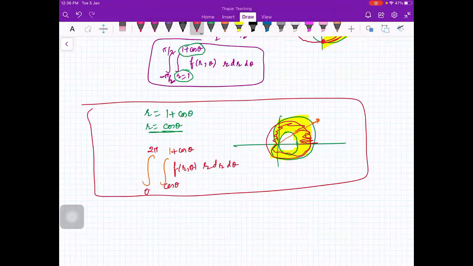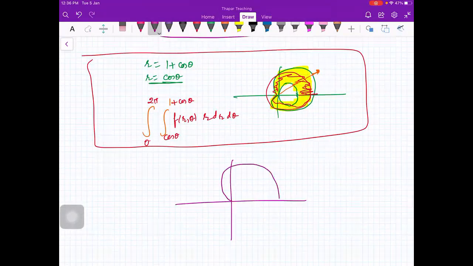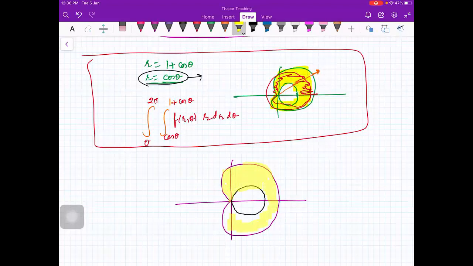You see, you have something like this. r is equal to 1 plus cos theta, this is your cardioid. r is equal to cos theta is a circle with radius half, and this starts from here. Now the question is the region which is outside the circle and inside the cardioid, right? So it is everywhere. Can you see? In all the 4 quadrants, your region is there.